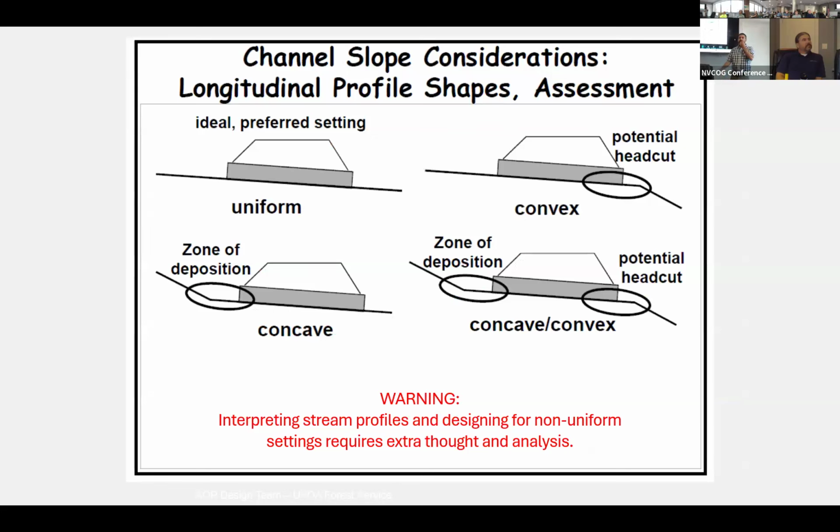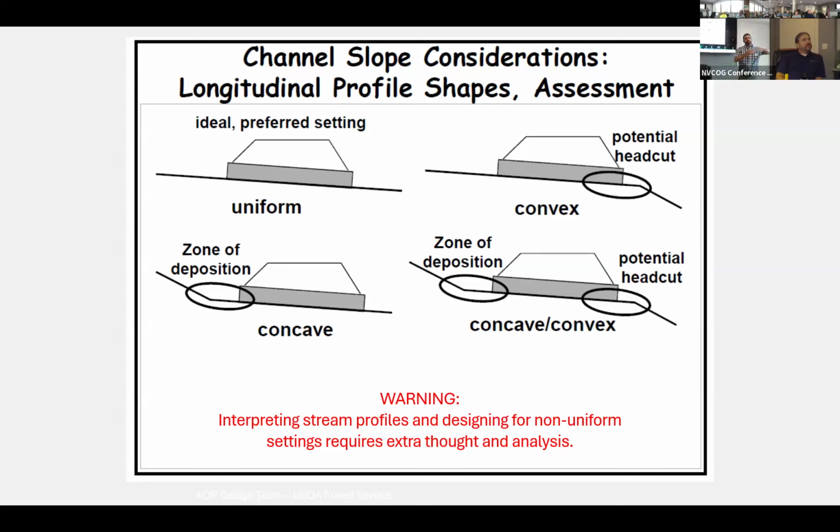What you're ideally looking for is this preferred setting where you've got a uniform slope and your crossing is not really changing that. However, what you end up finding, if you do a good profile, is that you could be in a convex or a concave situation. The convex situation means if you went open bottom without really understanding it, you could initiate a headcut up through your stream channel. So you need to account for that. You need to design for that, maybe a grade control, maybe change the whole slope of the stream running through the cross section.